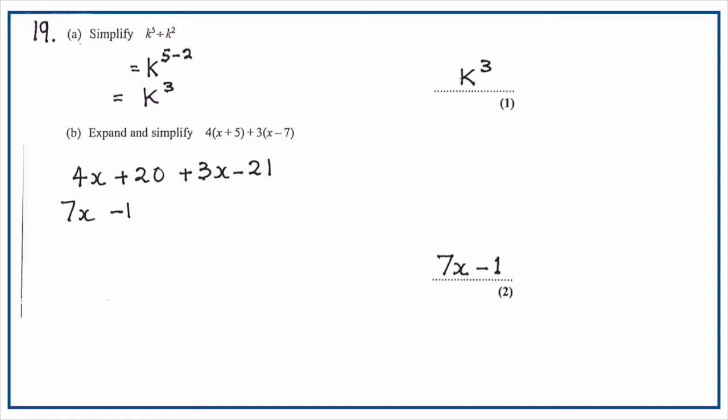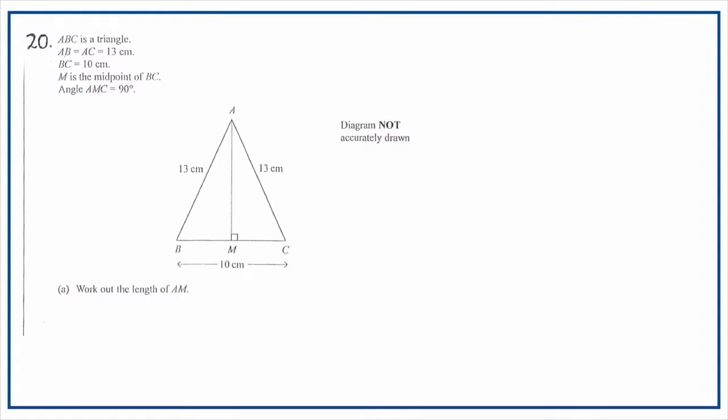Question 20. ABC is a triangle. AB equals AC equals 13 centimeters. BC equals 10 centimeters. M is the midpoint of BC. Angle AMC is 90 degrees. Work out the length AM.